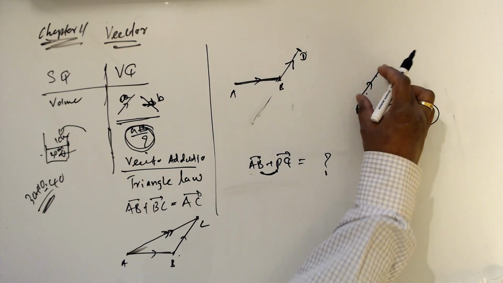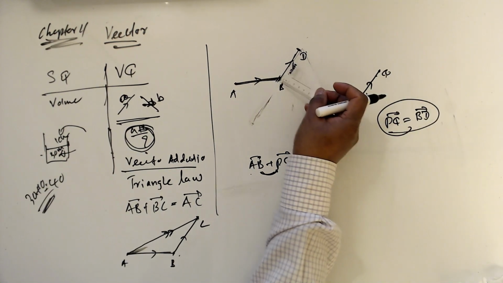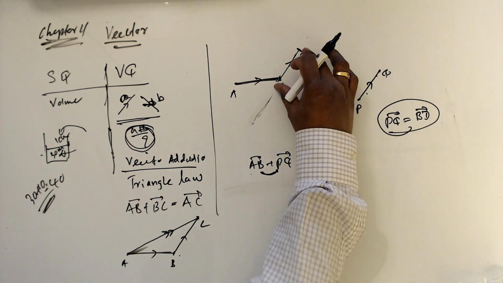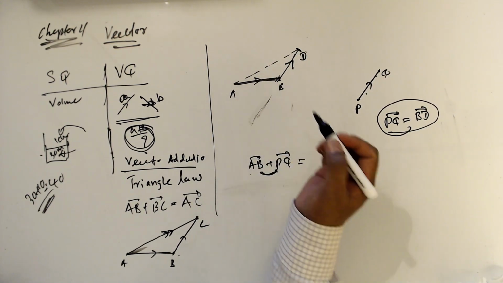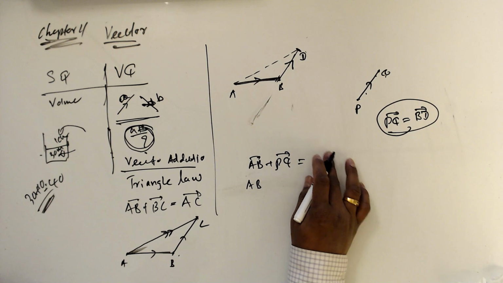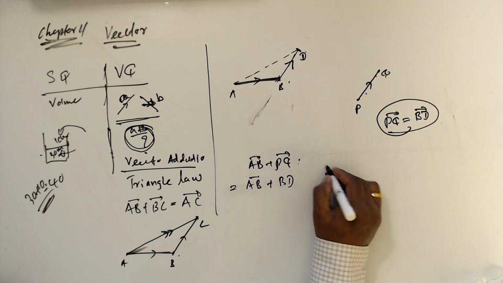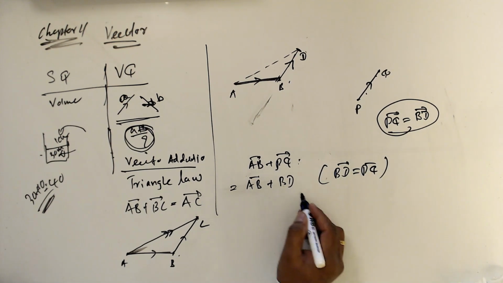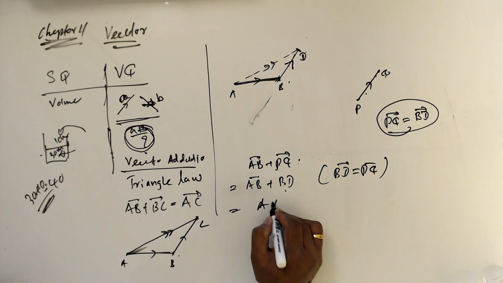We measure the length using this one, same direction. Now I bring it to here. Now this is in a triangle. Now I can write AB plus PQ equals AB plus BD. Reason: BD equals PQ. Then AB plus BD, what is the final answer? AD.